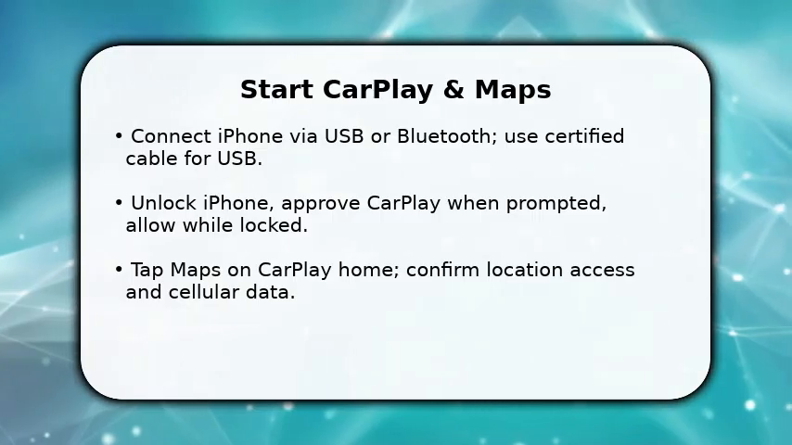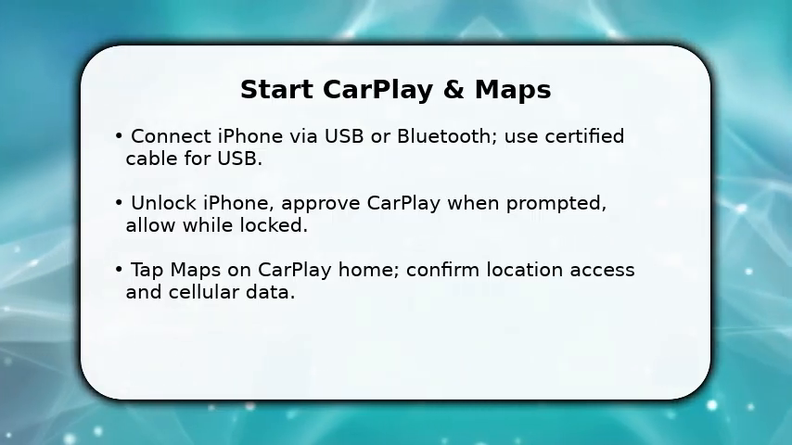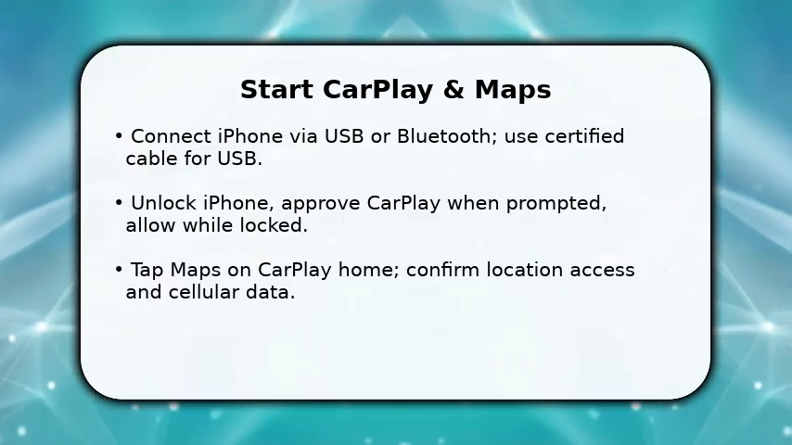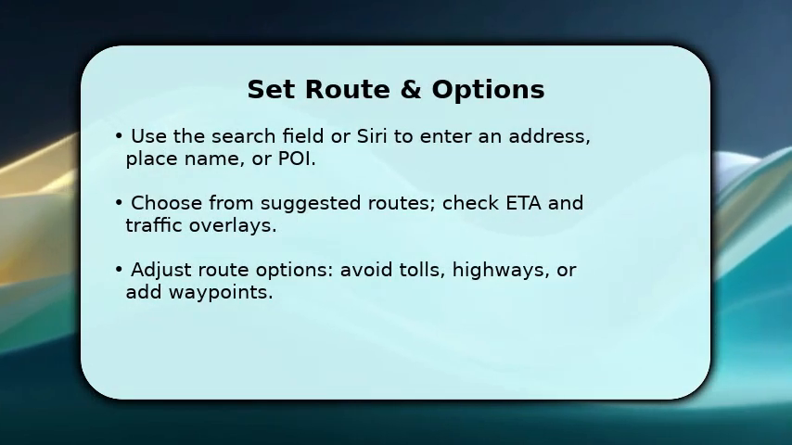If the map is blank, toggle cellular or Wi-Fi briefly on your phone and verify the car display recognizes the device. You're selecting where to go and fine-tuning the route.